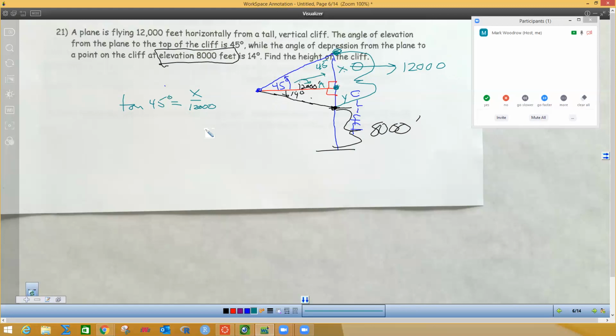If you solve this over here, if you take your calculator and you take 12,000 times the tangent of 45, you get 12,000. Because the tangent of 45 is 1. I almost feel like showing you why it's 1. I think we should. I'm going to show you why it's 1.